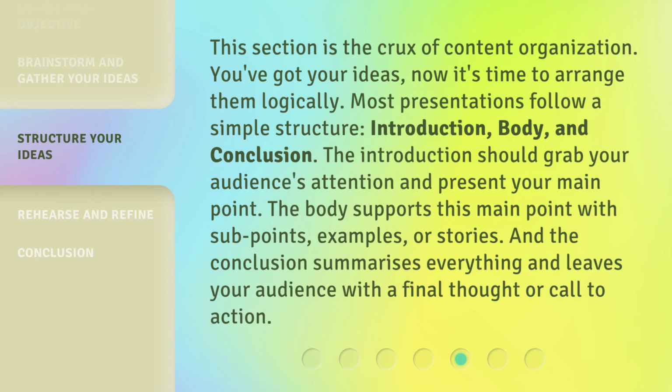This section is the crux of content organization. You've got your ideas, now it's time to arrange them logically. Most presentations follow a simple structure: introduction, body, and conclusion. The introduction should grab your audience's attention and present your main point. The body supports this main point with subpoints, examples, or stories. And the conclusion summarizes everything and leaves your audience with a final thought or call to action.